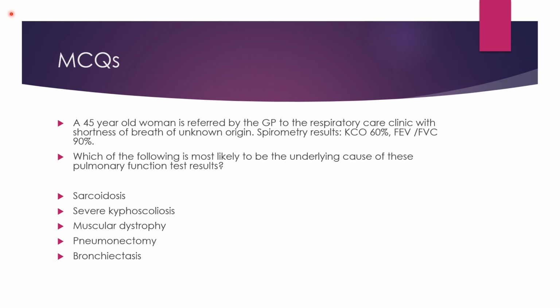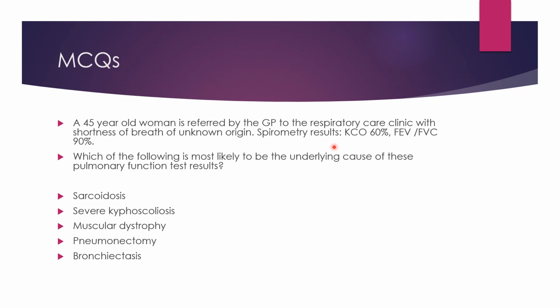This is the next MCQ. This is the same thing that we have discussed till now, the KCO thing and everything. A 45-year-old woman is referred by the GP to the respiratory care clinic with shortness of breath of unknown origin. So nothing like a clue in this question, because there is only shortness of breath which can happen in any patient. So we have to look at the spirometry result to understand the diagnosis.